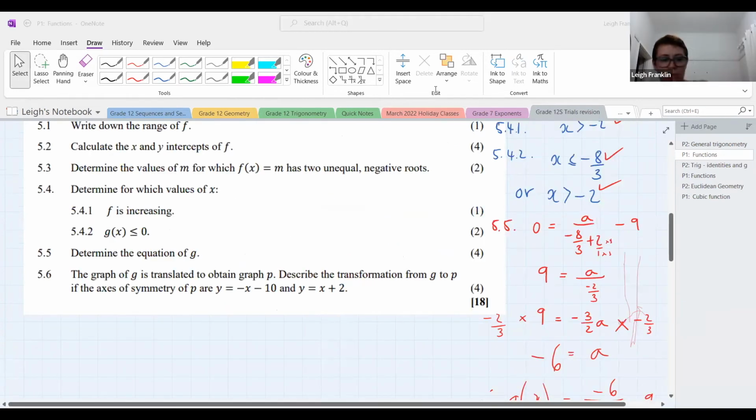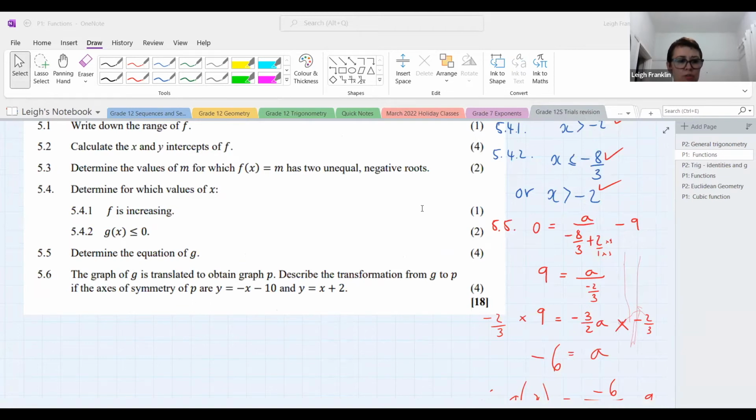And let's do that. Then we can see what else we can do before we say goodbye. Okay, so the graph of g is translated to obtain graph p. Describe the transformation from g to p if the axes of symmetry of p are y equals minus x minus 10 and y equals x plus 2. Nice difficult question, isn't it?